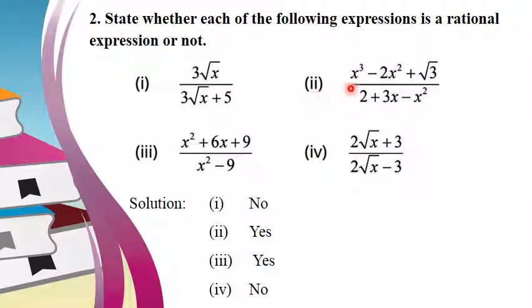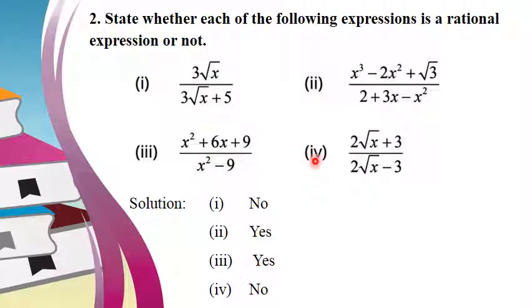In the second one, x cube minus 2x square plus square root of 3 divided by 2 plus 3x minus x square, we are observing that both the numerator and denominator have a variable with a positive exponent, so it is a polynomial expression. It is a rational expression. And number 3, x square plus 6x plus 9 divided by x square minus 9. Our numerator and denominator have all the exponents positive for the variable, so it is a rational expression.